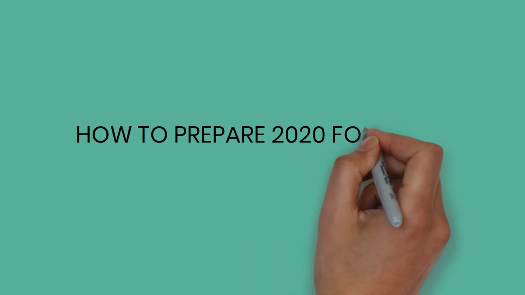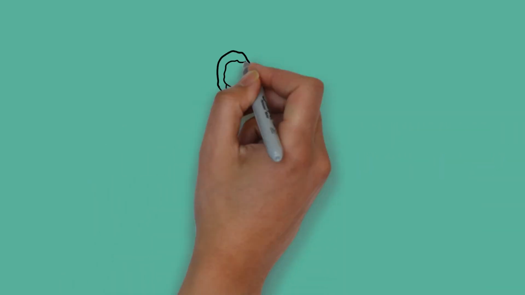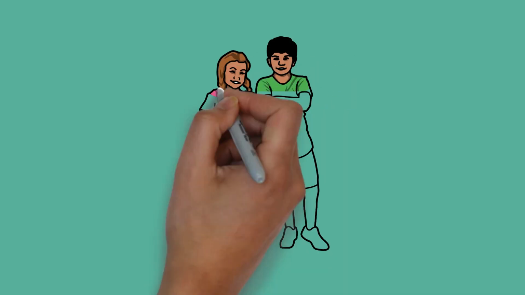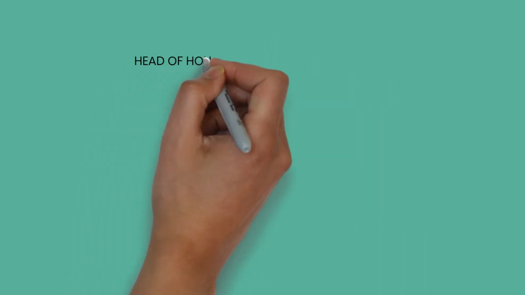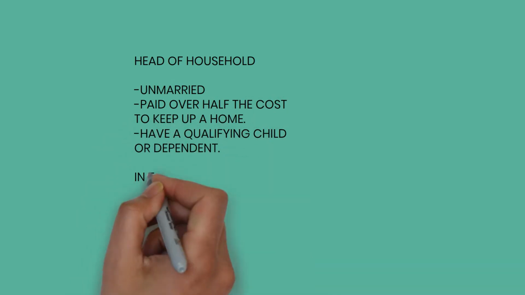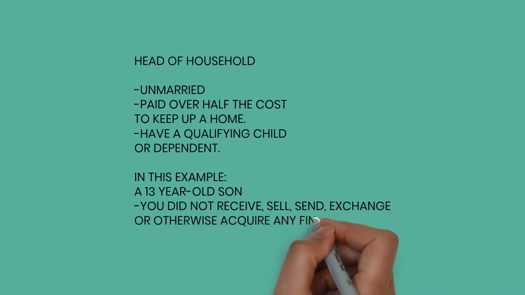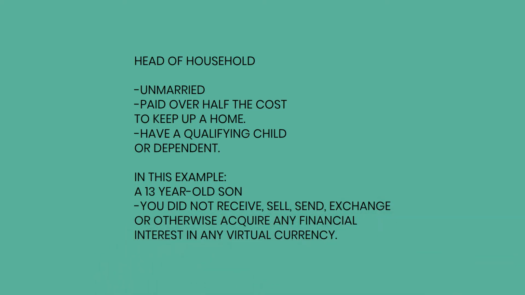I am here to help you fill out your Form 1040 when you are head of household filing status. To preface this video, the IRS is not accepting returns till February 12th this year, but you can still get going on filling it out. For head of household status, you must be unmarried, paid over half the cost to keep up a home, have a qualifying child or dependent. In this example, you have a 13-year-old son.